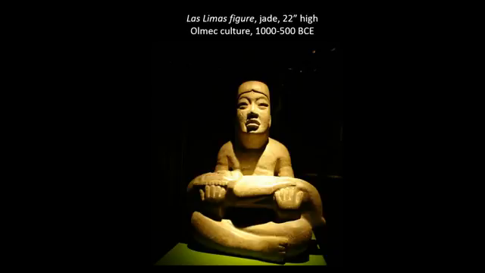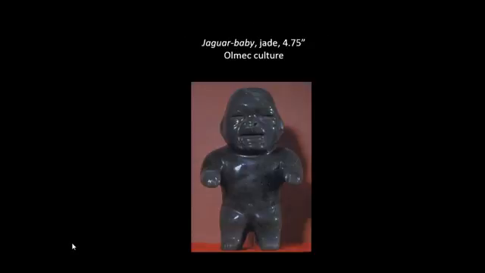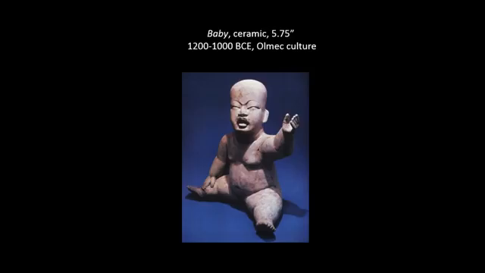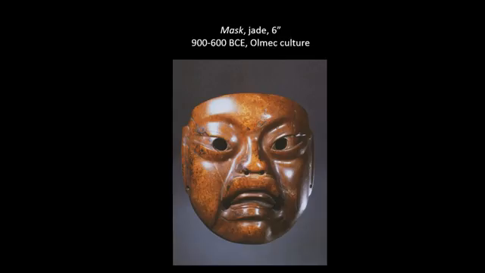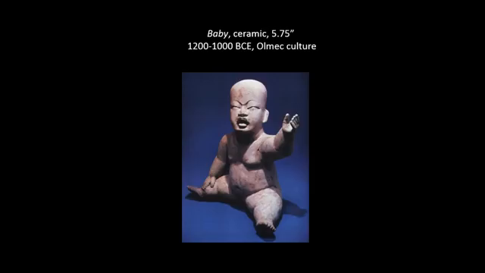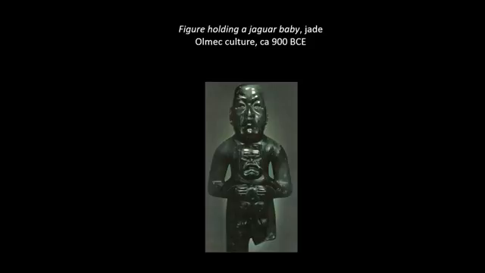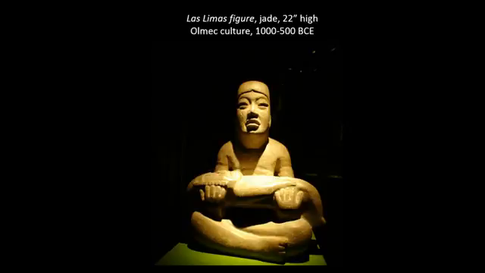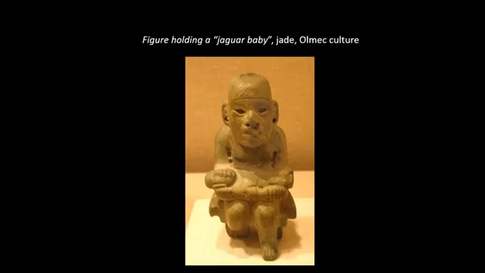Images like the Kunzaks are frequently called jaguar babies by scholars, as they resemble small people, perhaps children, with cat-like lips and fangs. Here's a few more examples of so-called jaguar babies. They're kind of cute. Another really interesting jaguar baby, the most famous of them, is this one, the Las Limas figure. This sculpture depicts an adult, for sure, with hieroglyphic and symbolic carvings on his body.